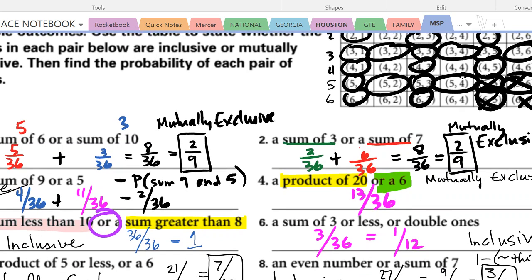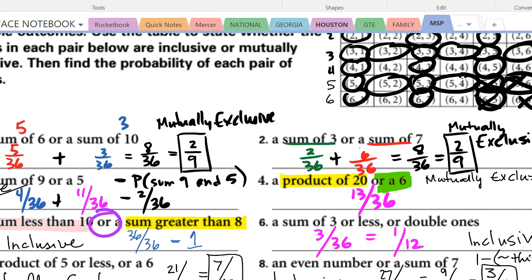So instead of 27 out of 36, it's actually going to be 28 out of 36, which is the same thing as 14 out of 18, which is the same thing as 7 out of 9. And by the way, there was some overlap of 3 different values. So that makes these inclusive.